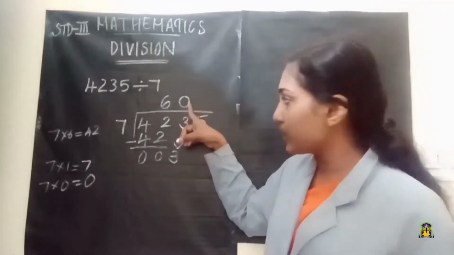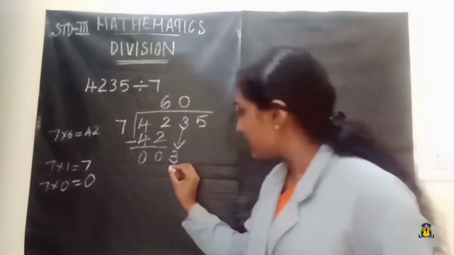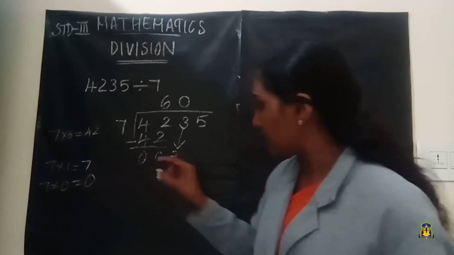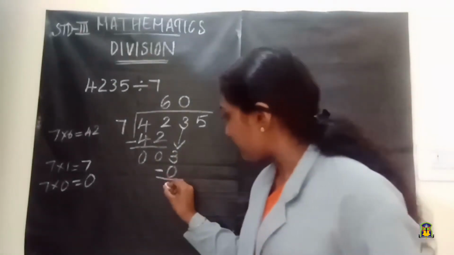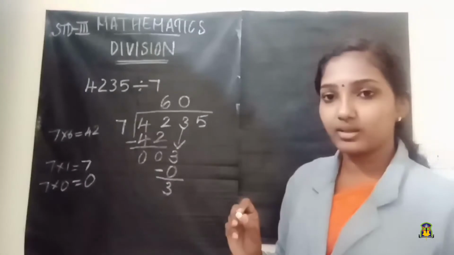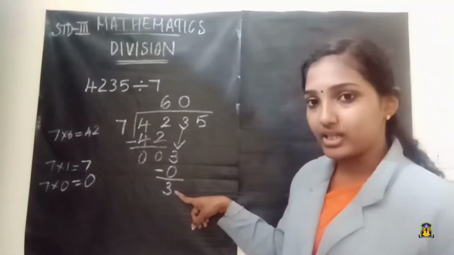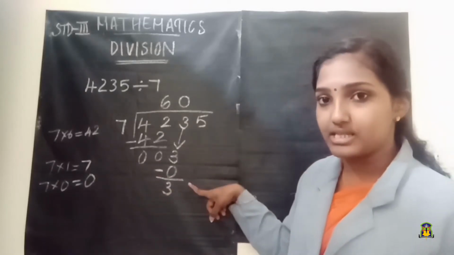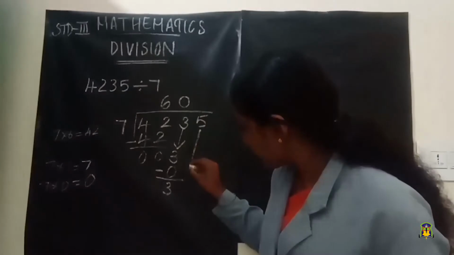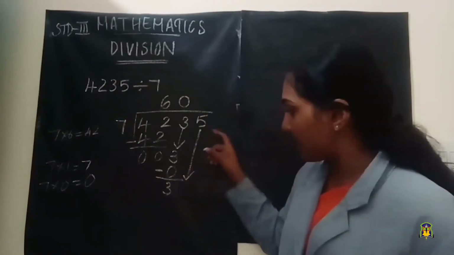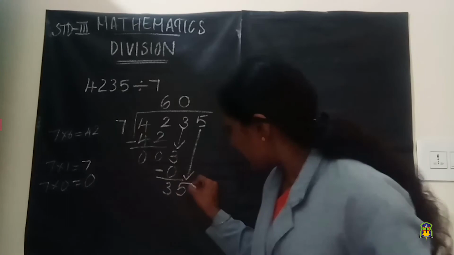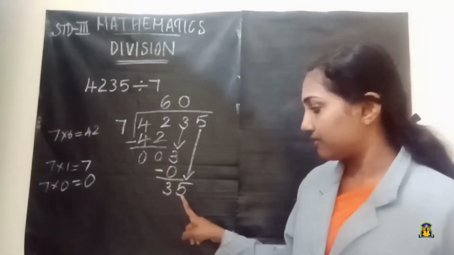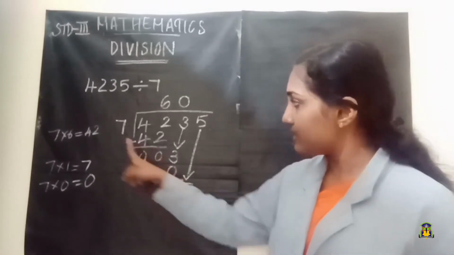So it is 0 here, and 7 into 0 is 0 itself. We will subtract the product 0 from here. 3 minus 0 is 3. After subtraction, our next step is to bring down the next digit. So we will bring down the next digit 5 here. Now bringing down 5, it means 35. Now 35 is greater than 7.